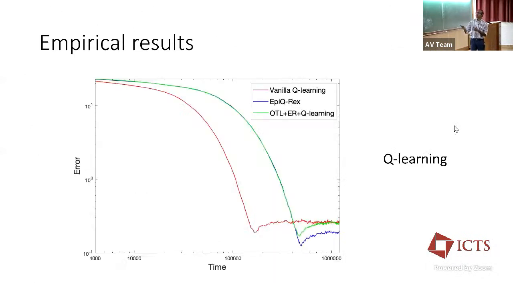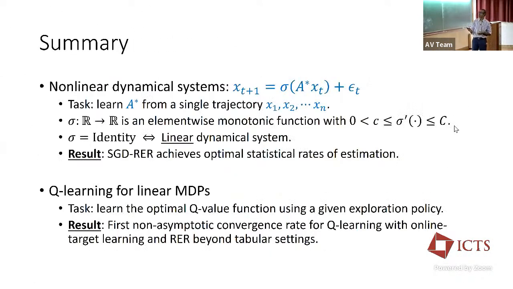Yeah, and we observe a similar thing for some simulations also. So in summary, we looked at this reverse experience replay technique in linear dynamical systems as well as in non-linear dynamical systems. And what we observe is that in both these cases, reverse experience replay is able to get the optimal statistical rate of estimation without any dependence on these mixing time factors.